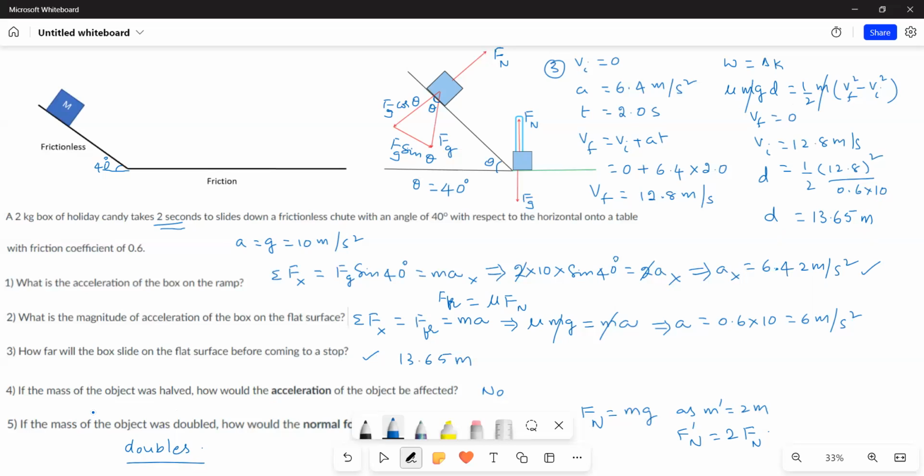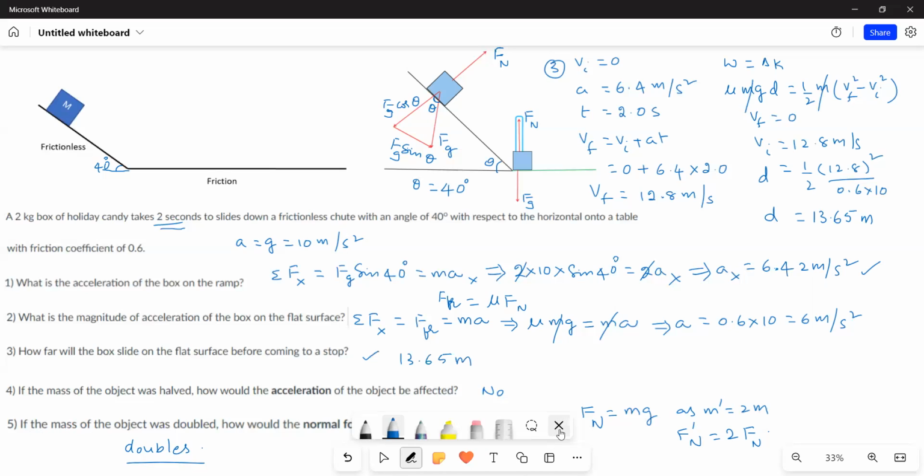Next, if the mass of the object was half, how would the acceleration of the object be affected? It will not affect the acceleration, because here we are using the equation Vf is equal to Va plus at. The kinematic equations will not involve the mass of the object. So it will not affect the acceleration of the object.